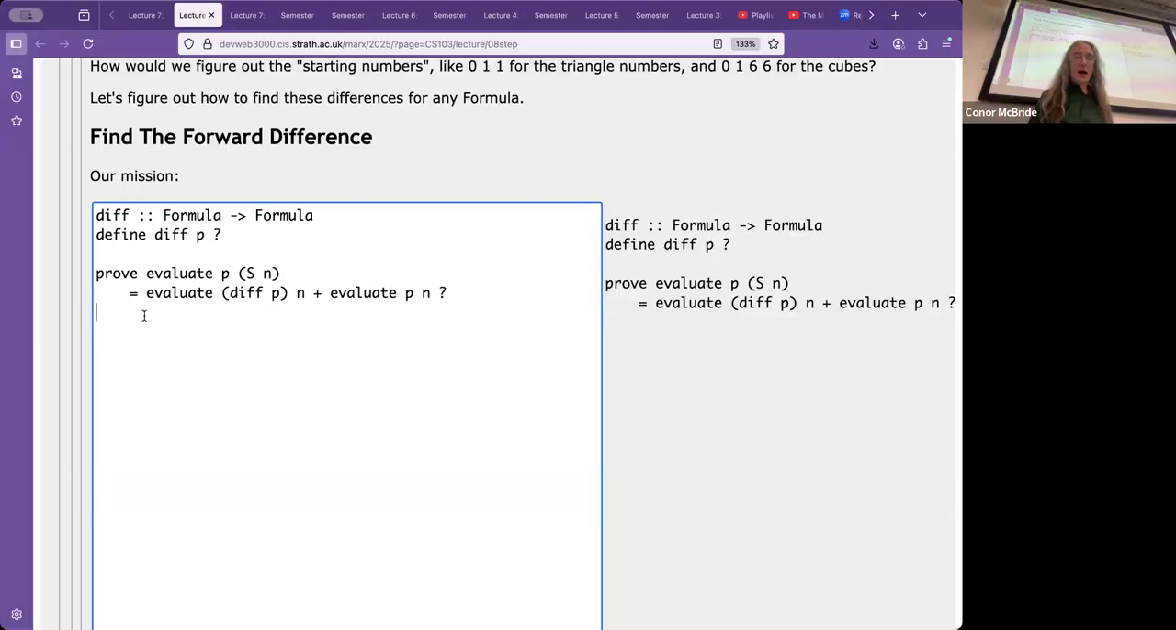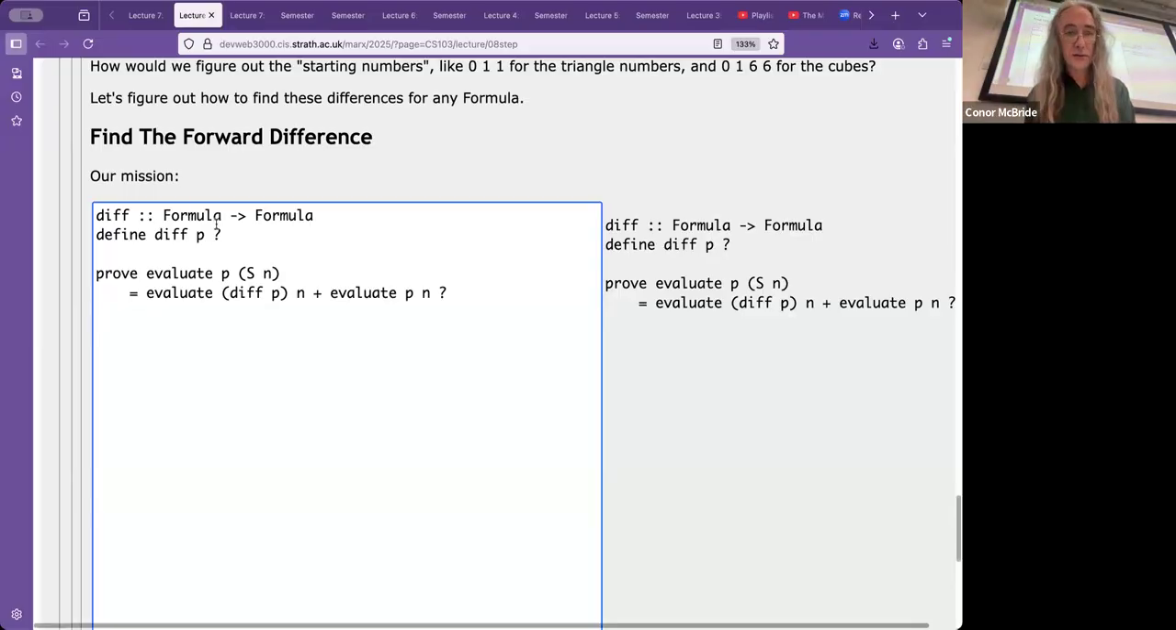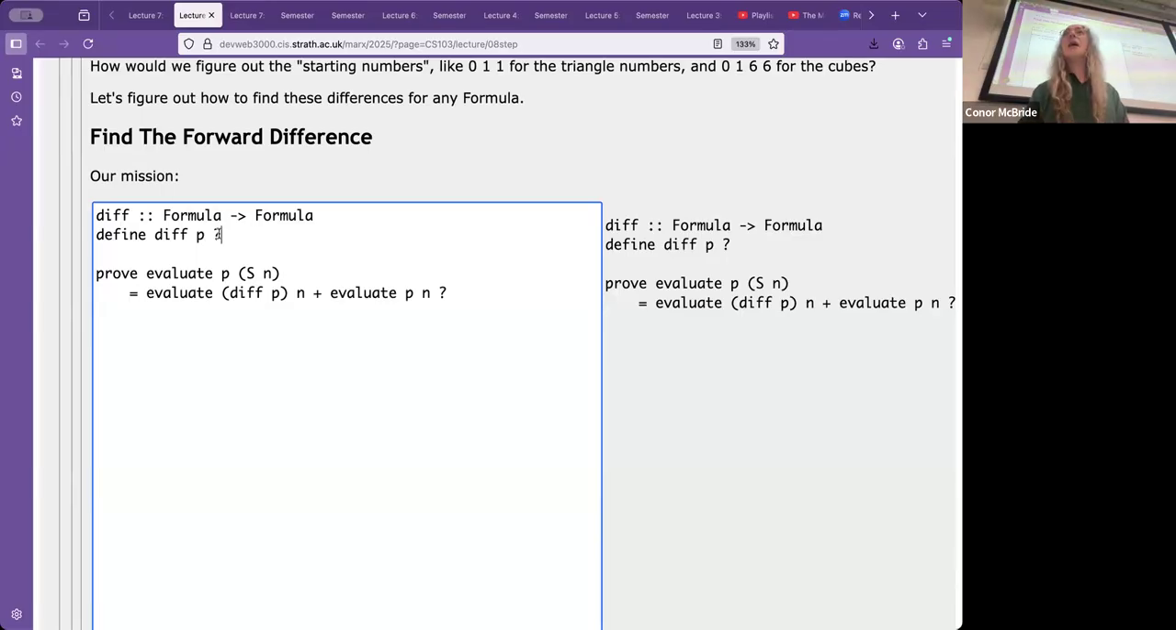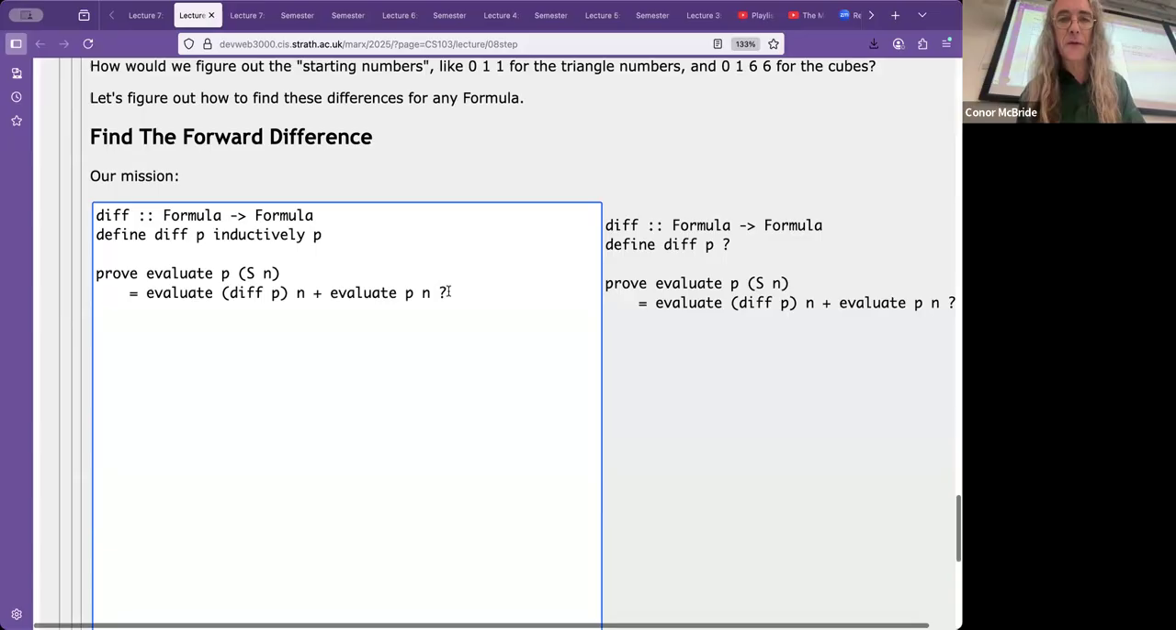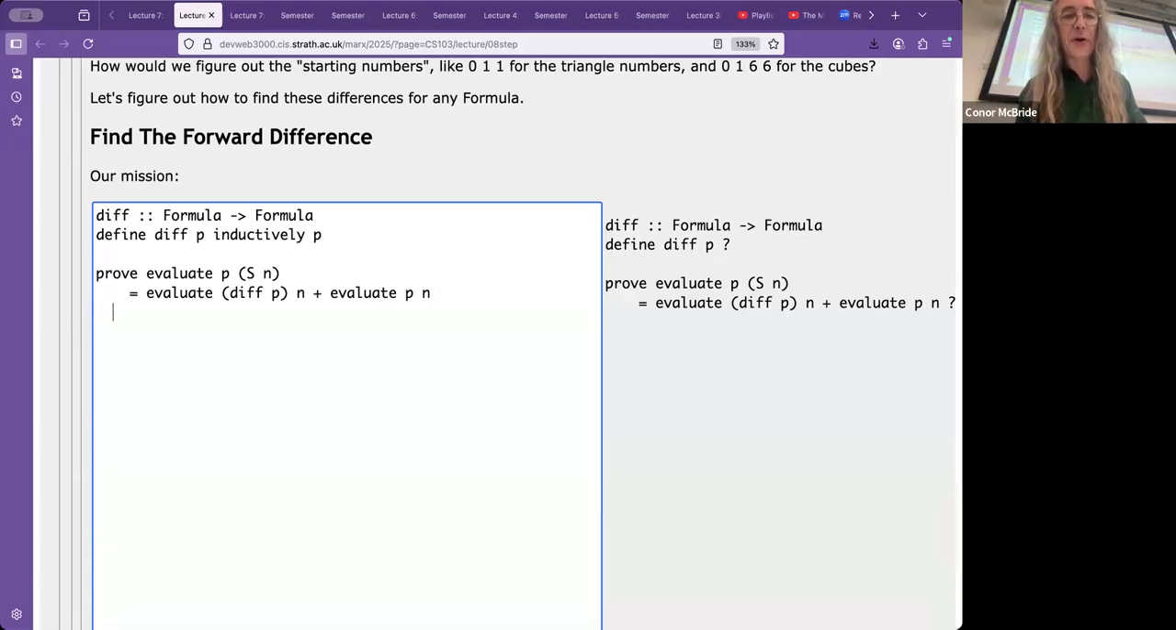So let's actually make a start, because we've got a little bit of time left. I'm going to define the difference operator, the forward difference operator for polynomials, for P and for formulae. And even if I didn't know what it is, or pretend I don't know what it is, I know its specification. So I know I'm going to have to do work structurally over the formula, and therefore that the proof is also going to be like that.